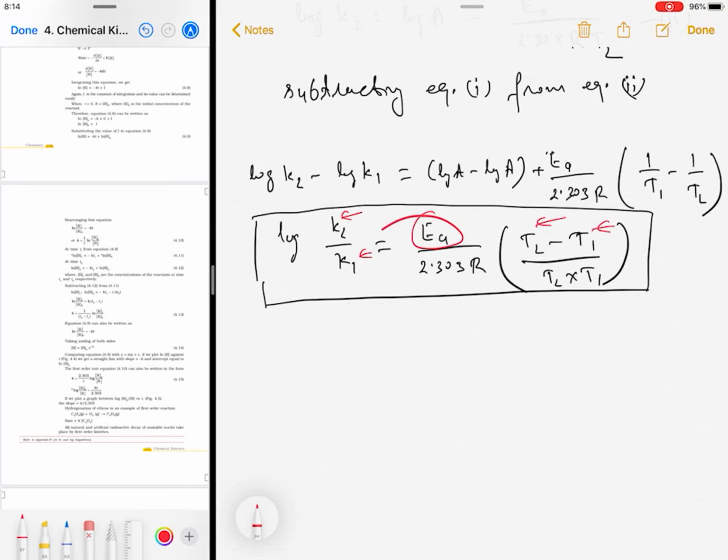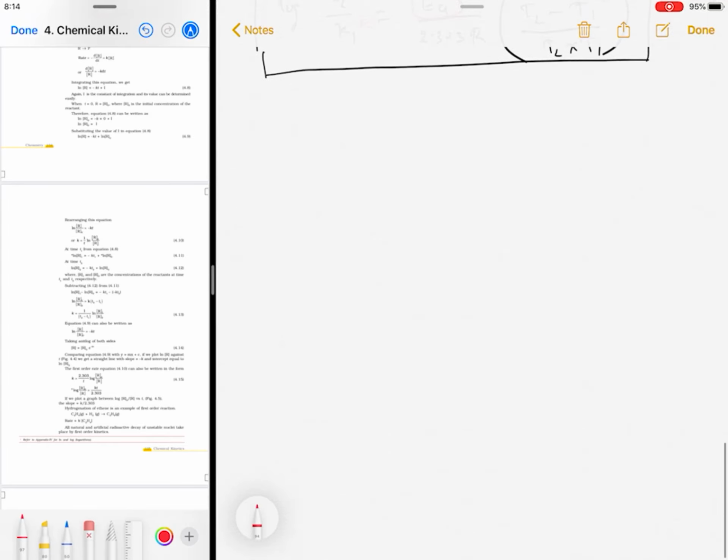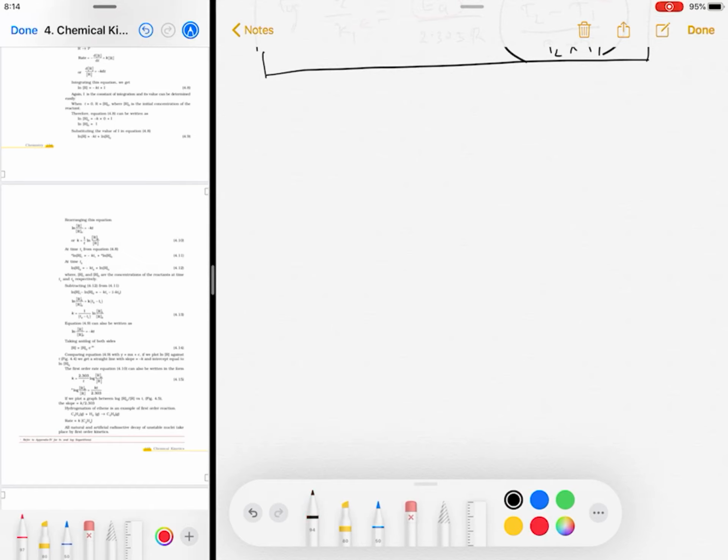Now after the Arrhenius equation, there is one another topic in this chapter. It is collision theory, the collision theory of chemical reactions.